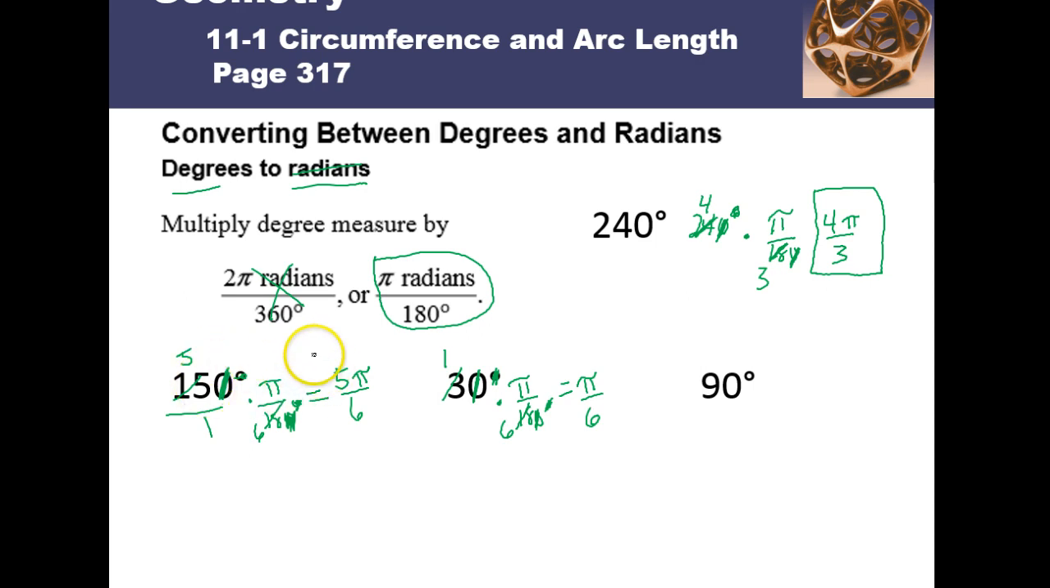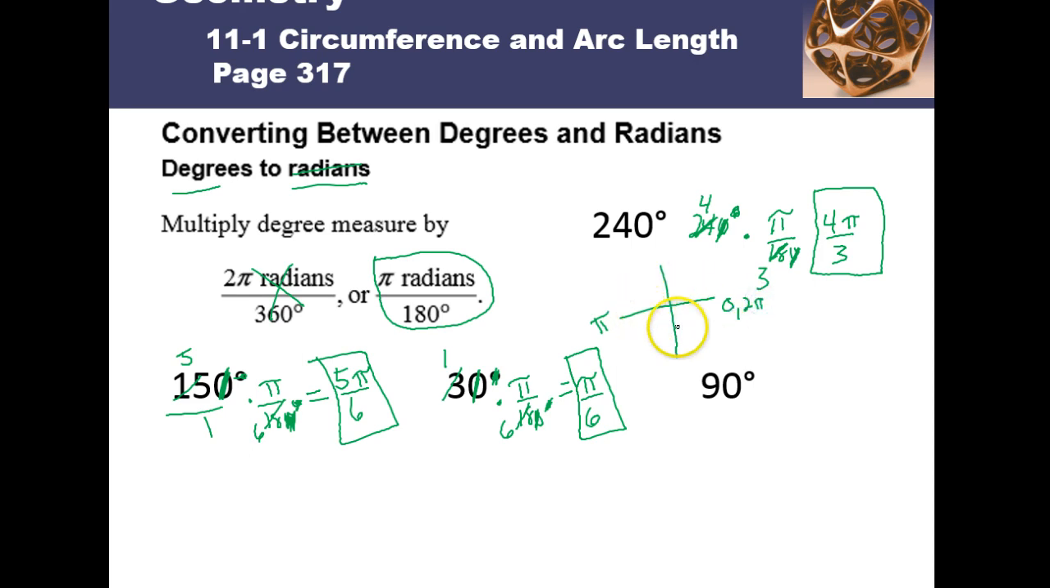So this answer was 5 pi over 6, and this answer was pi over 6. And then just thinking about it, remember I sort of talked about this before. This is 0, this is pi, and 2 pi if you go all the way around.